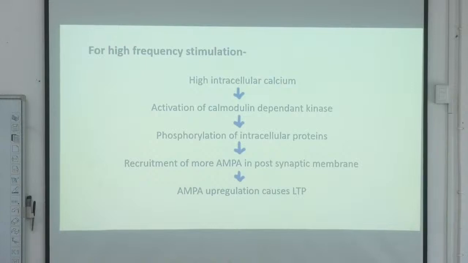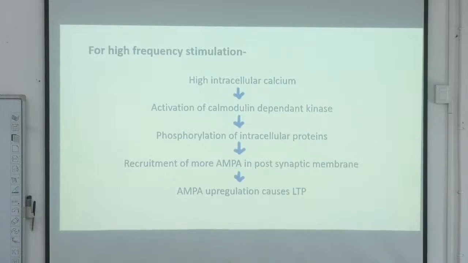Now this high intracellular calcium causes activation of calmodulin dependent kinase, which again causes phosphorylation of intracellular proteins. Some intracellular proteins, the names are there, but you don't need to remember. So there is phosphorylation of intracellular proteins, and recruitment of more AMPA receptors to the membrane. This AMPA upregulation, that is, AMPA receptors are upregulated in the postsynaptic membrane. So this is the basis of long-term potentiation.